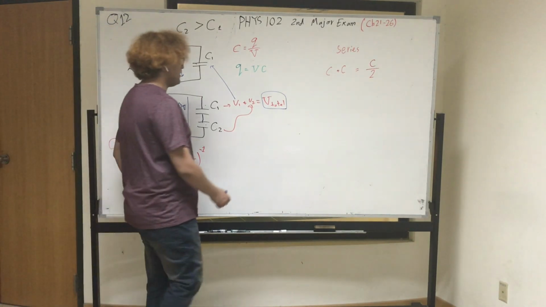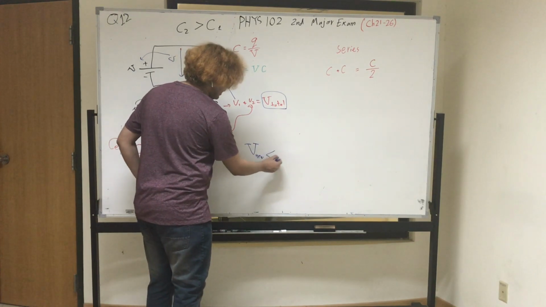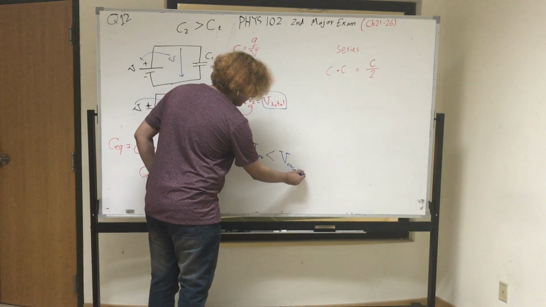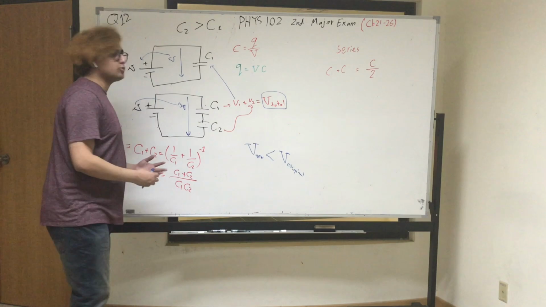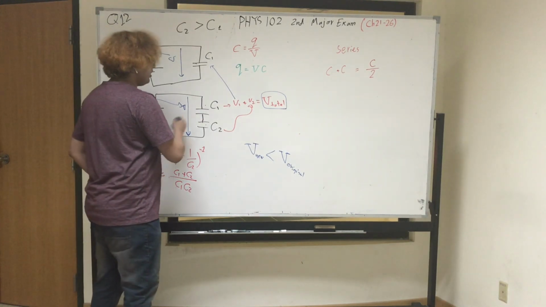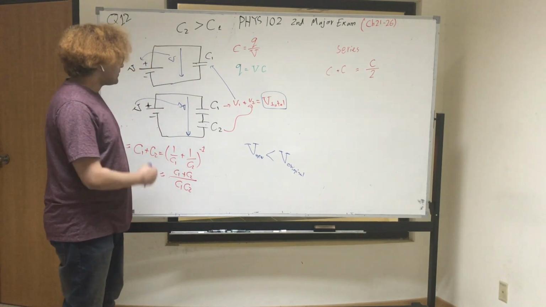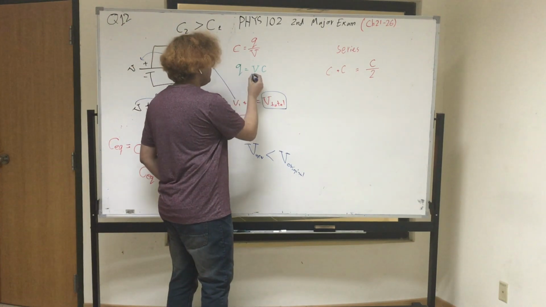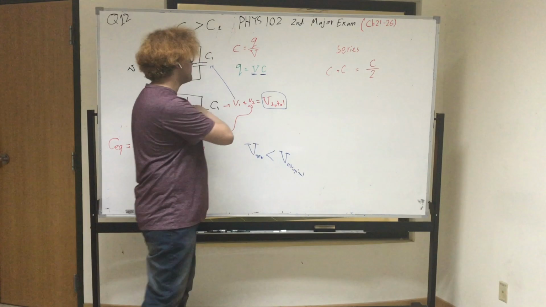So this means that the new voltage will be less than the original voltage on C1. Okay, so now let's go to the charge. What's going to happen to the charge on C1 after we add the other capacitor? We know that charge is V times C, the voltage times the capacitance.